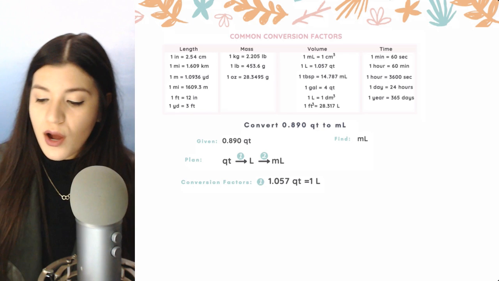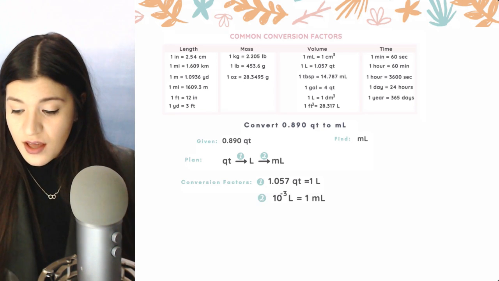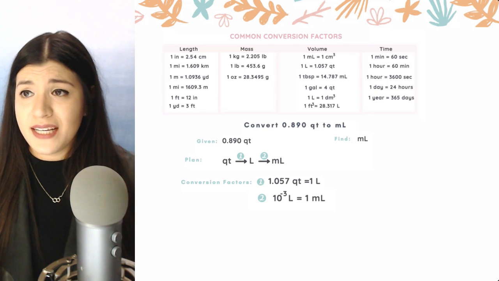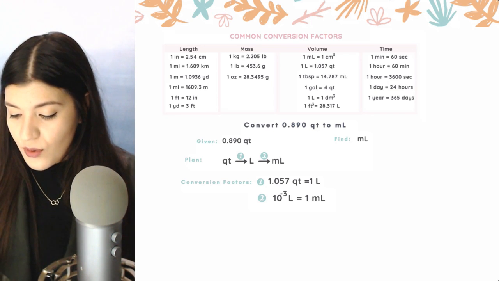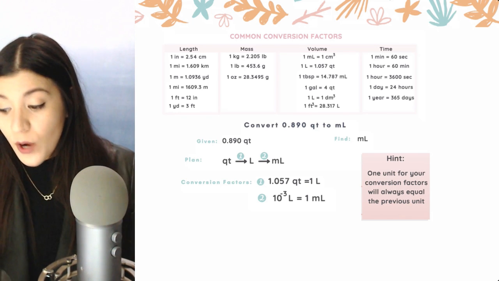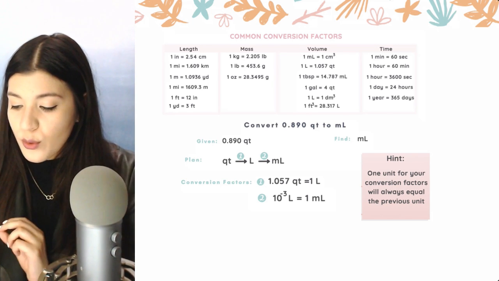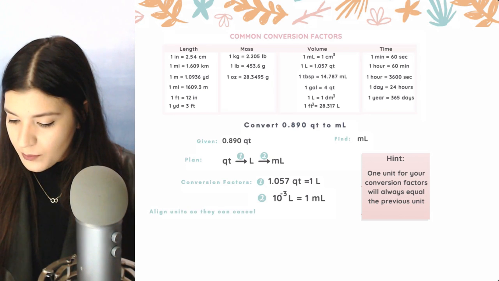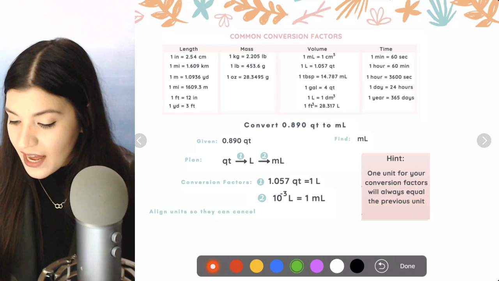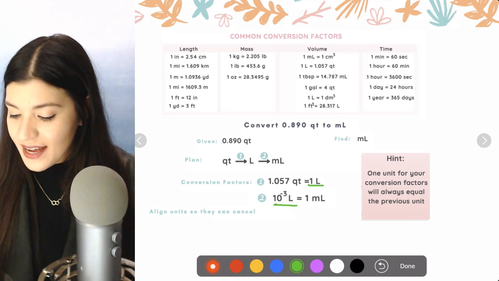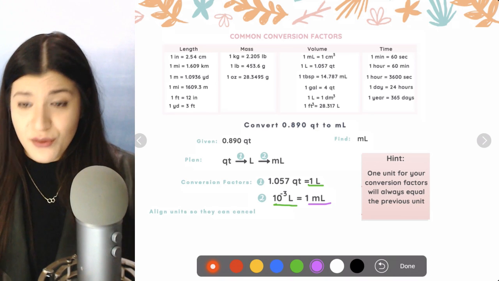So we'll go from liters to milliliters using our conversion factor. And then now we just have to set everything up like we did before. Okay, and this is a little hint for you guys that I mentioned: 1 unit for your conversion factors will always equal the previous unit. And by that I mean this, where we have liters and liters equaling each other. Those have to cancel to get to what we actually wanted, which was milliliters.